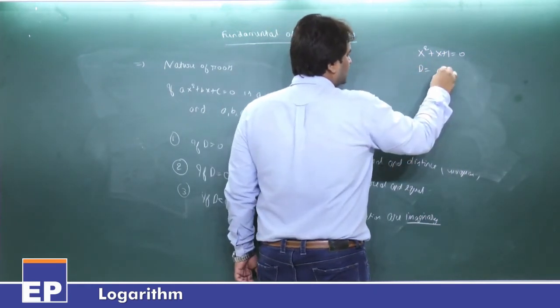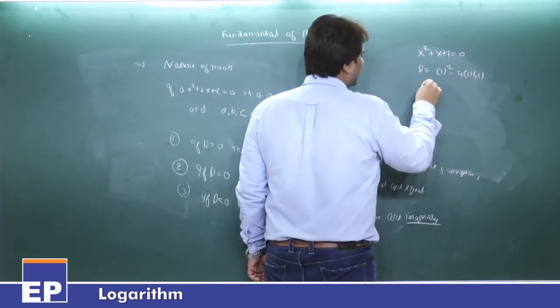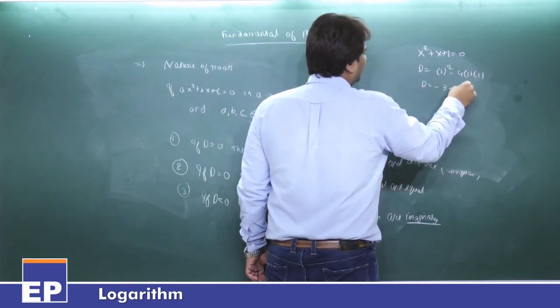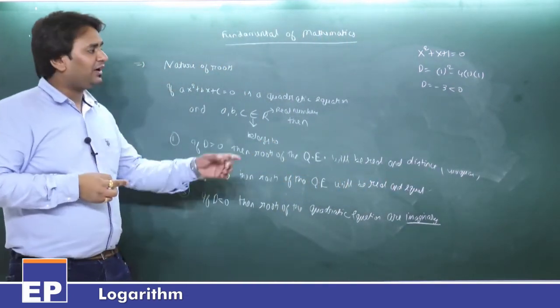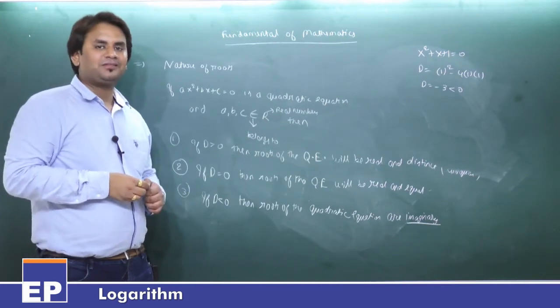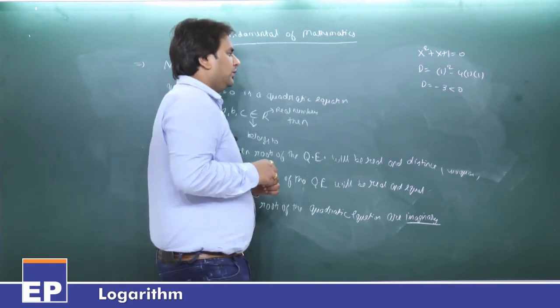D is equal to what? B square, that means 1 square, minus 4, A is 1, C is 1. D is what? Minus 3. It is coming out to be negative. If D is coming out to be negative, then definitely this equation will have what? Imaginary roots. Okay, what are imaginary roots? I will tell you. Let's calculate.